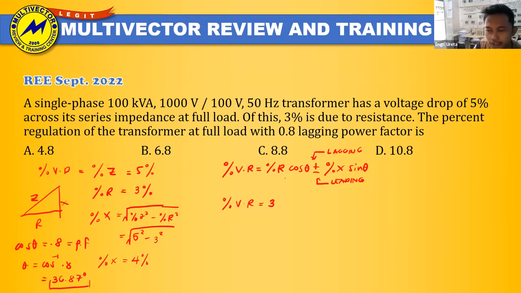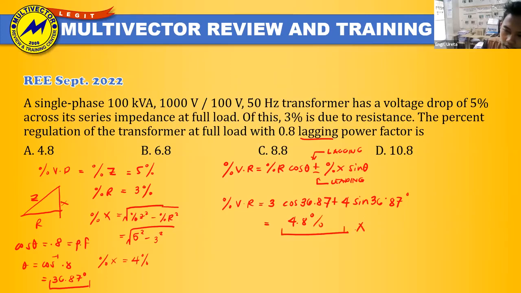So 3 percent resistance times cosine theta, which is actually yung power factor. So for cosine 36.87 plus, since lagging, plus yung gagamitin natin. Percent reactance is 4 sine theta, so theta is 36.87. Ang lalabas ditong sagot is equals to 4.8%. So letter A. Tatandaan. Okay, tuloy lang namin. Next.